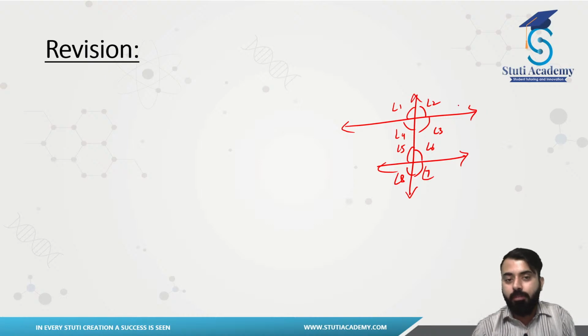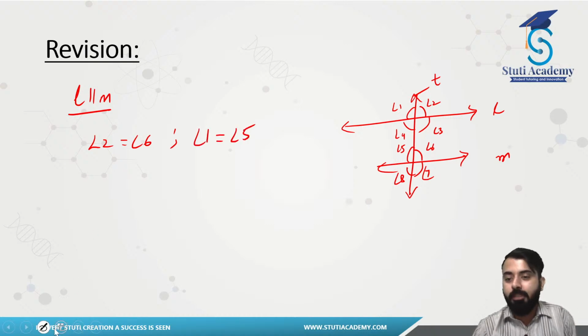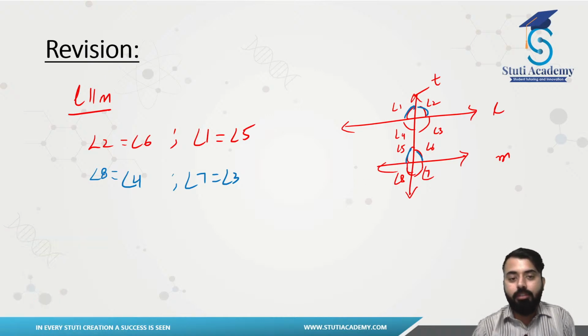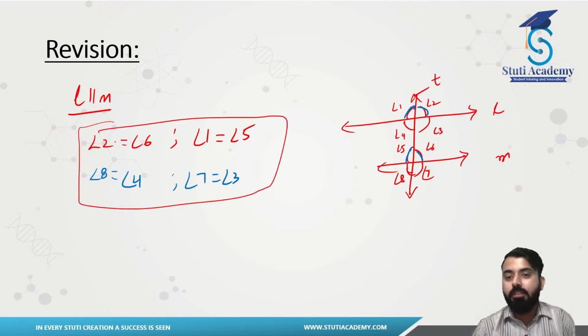Now let's say this was the transversal T, this was L and this was M. If L was parallel to M, then we had understood that angle 2 will be the same as angle 6, angle 1 the same as angle 5. Similarly, if I move downwards, angle 8 will be the same as angle 4 and angle 7 the same as angle 3. So these are the four pairs of angles which will be equal.